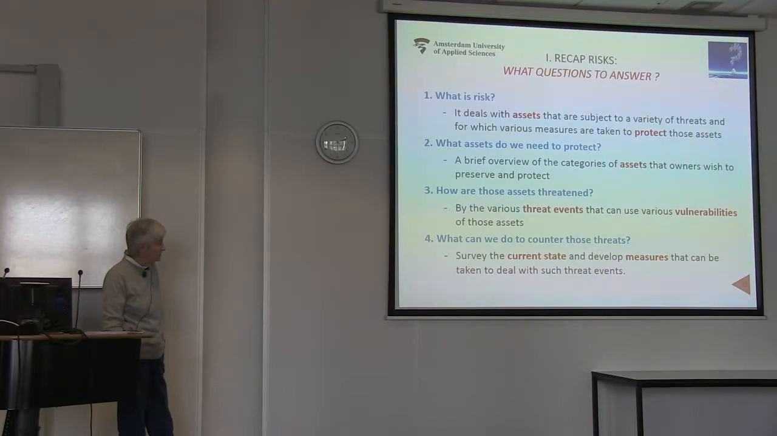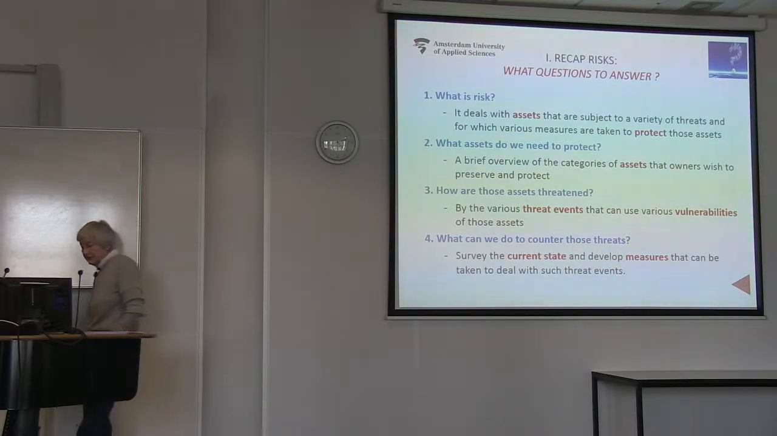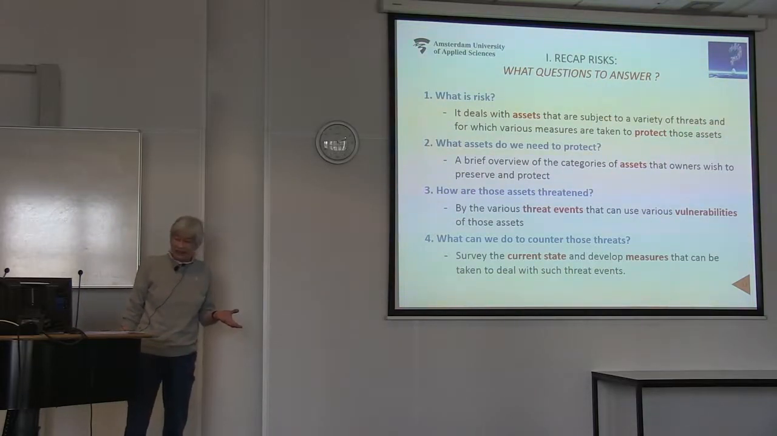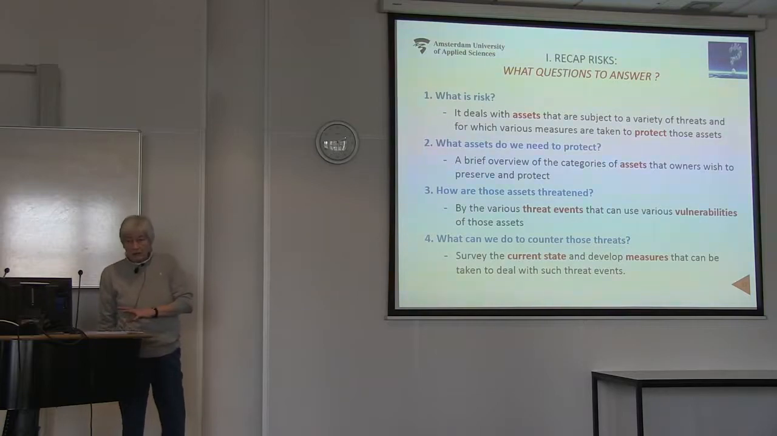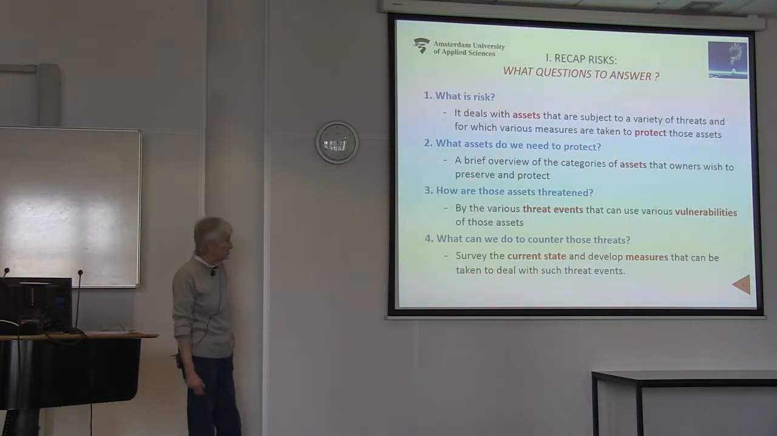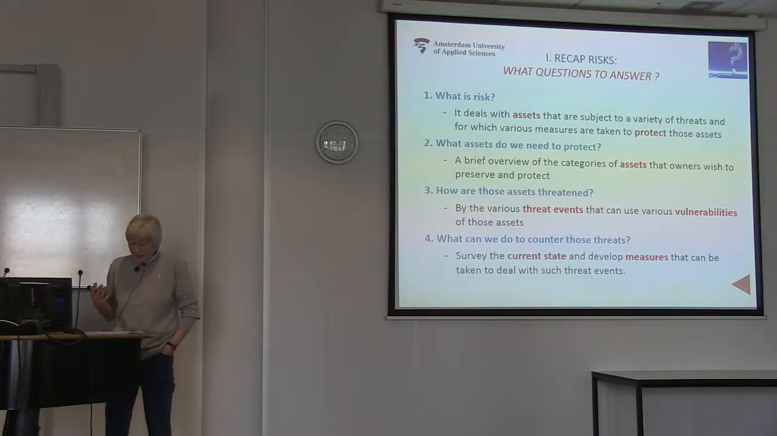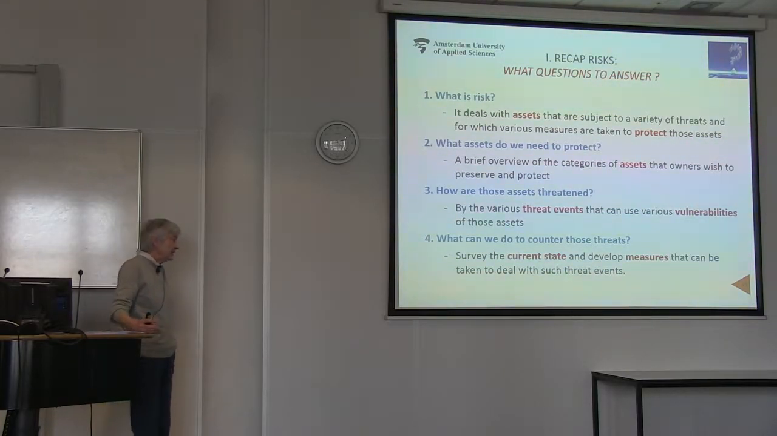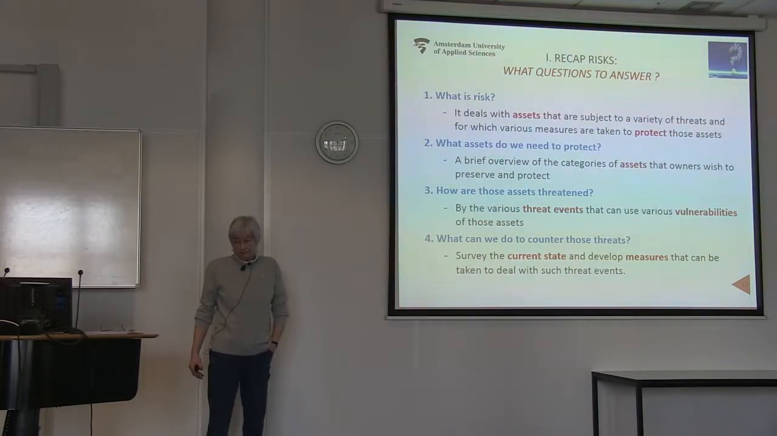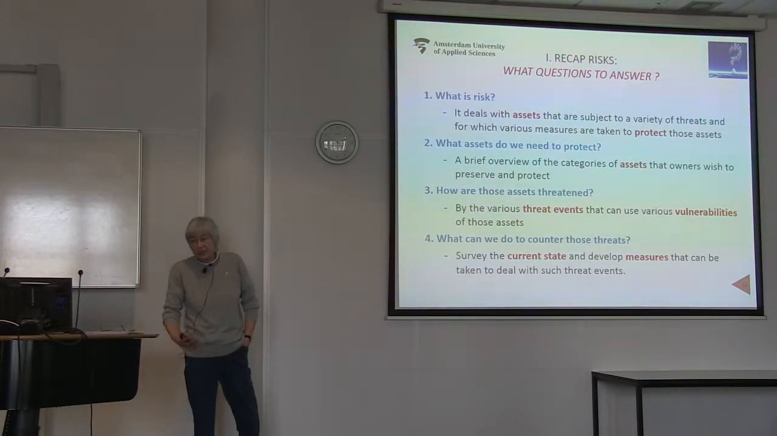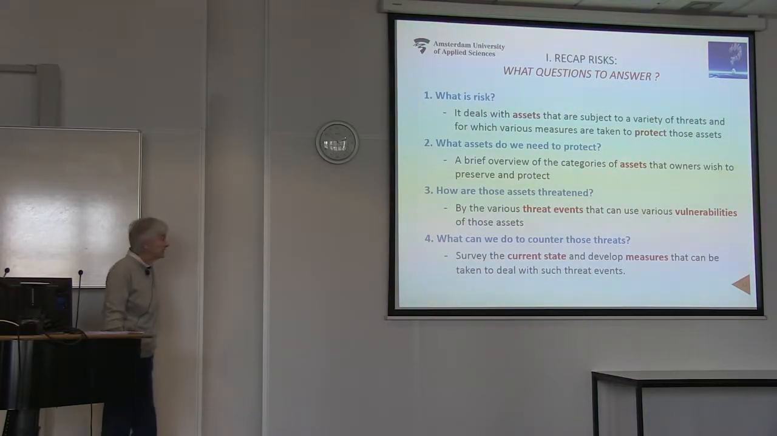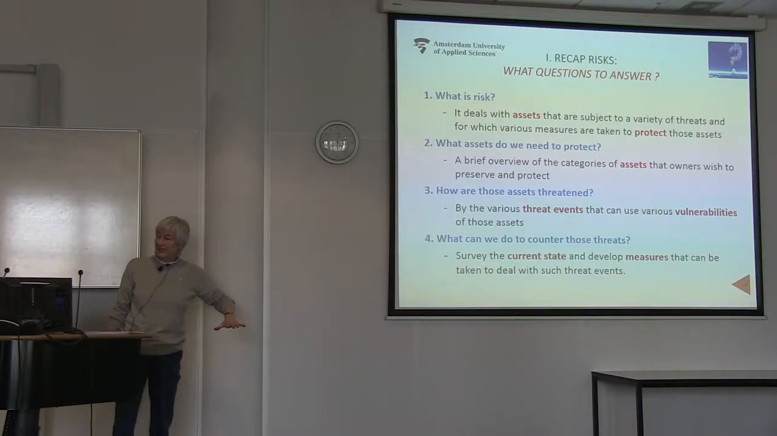So we focus on the critical assets, and there are a lot of threat events that can be present, coming from either threat agents, persons or organizations, or coming from natural causes. These threat events use something that is there when we look at the assets, that are vulnerabilities, weak spots, and threat agents and natural causes most of the time use this vulnerability, this weakness, to create a security incident. So what we need to do is first, where do we stand now?